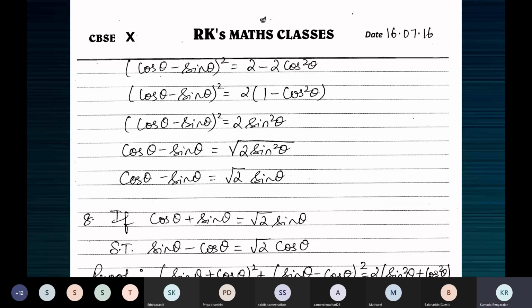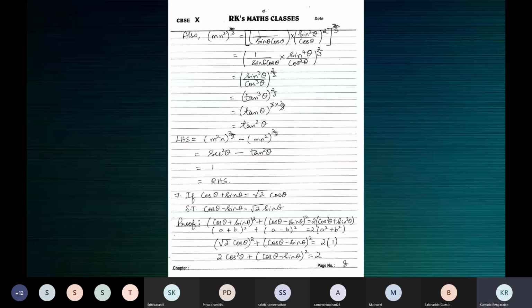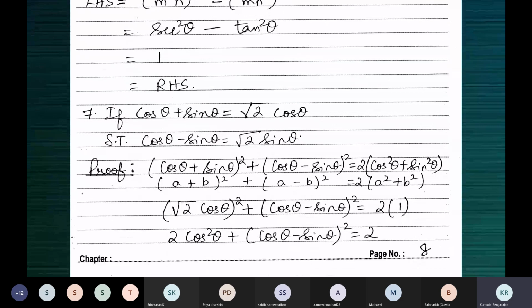Easy or not, children? Easy. Yes. Okay, you'll have to. Using identity makes your work easy. Be careful. Don't expand this.